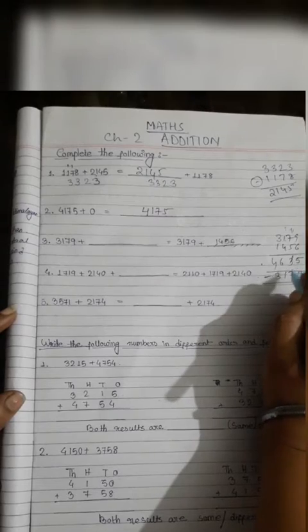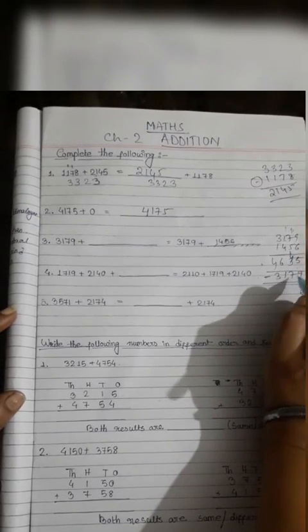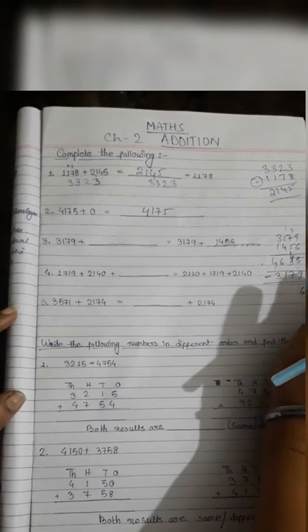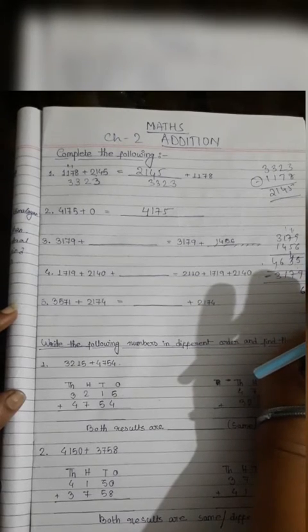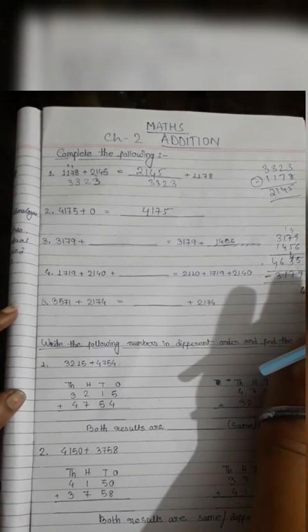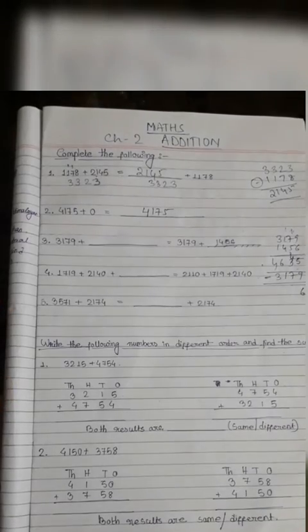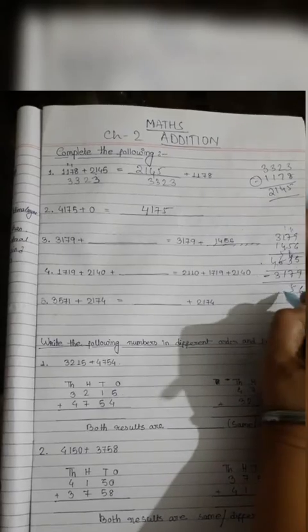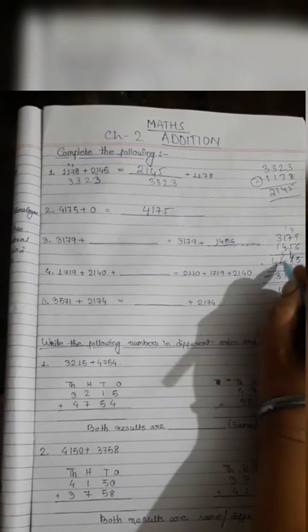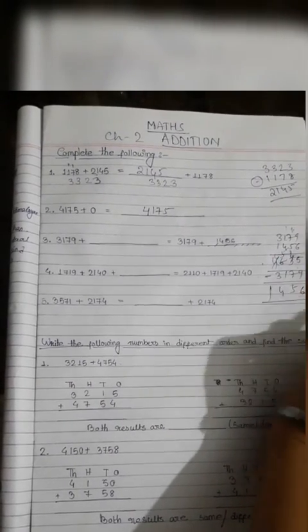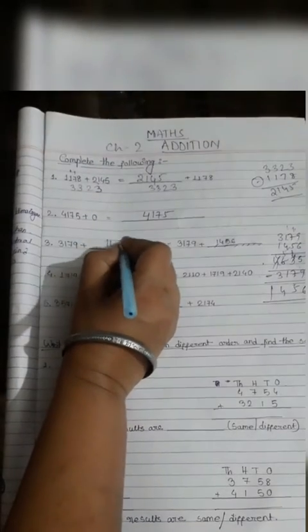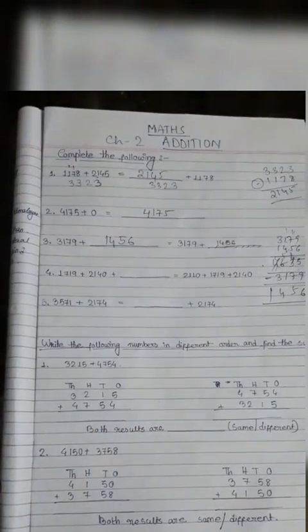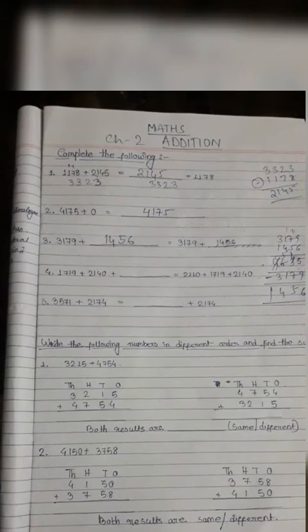6 carry 2, 12, 7, 7, 12, 5, here 4, here 1. So the answer will be 1456. So here also, if you see, by changing the order of the addends, the sum does not change, it remains the same.